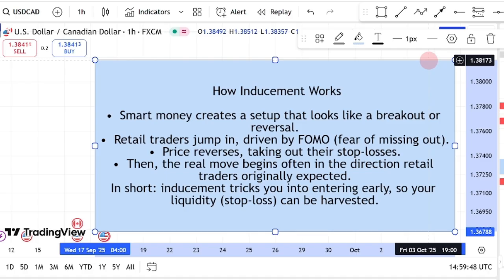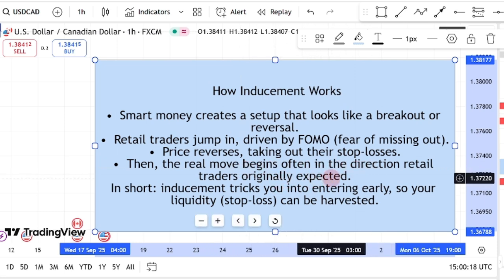So how inducement works and how to actually spot inducement. First, smart money creates a setup that looks like a breakout or a reversal. Second, retail traders jump in, driven by FOMO, that is fear of missing out. Third, price reverses, taking out their stop losses. Then the real move begins, often in the direction retail traders originally expected.